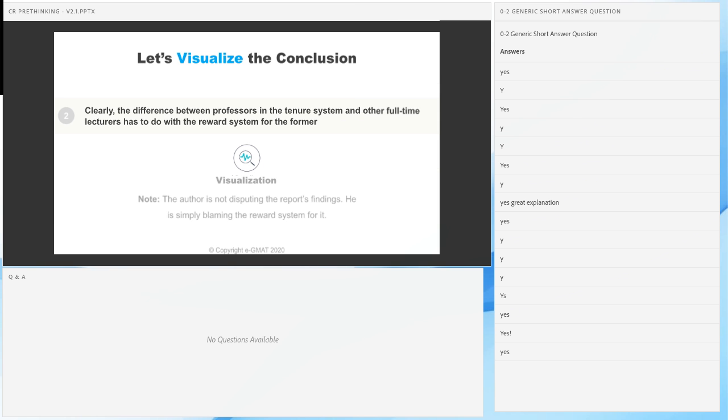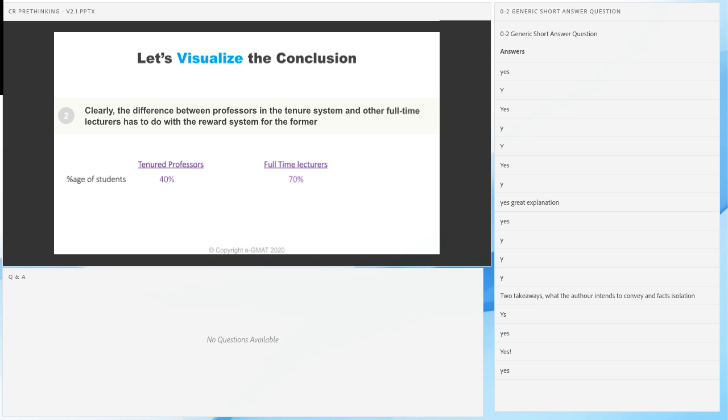So then let's visualize this overall. So this is my conclusion. You can see it's 2 written over here. So again, the key thing over here is that the author is not disputing the report's finding. In fact, he's building on it to say that the reason why the professors don't do as good a job is because of the reward system that the system has for them.